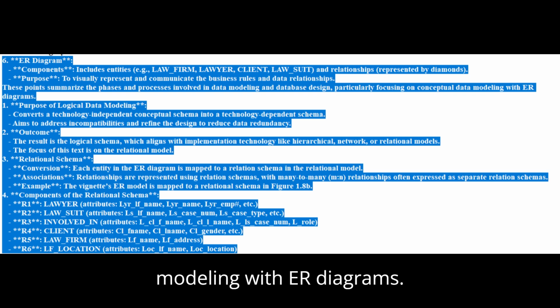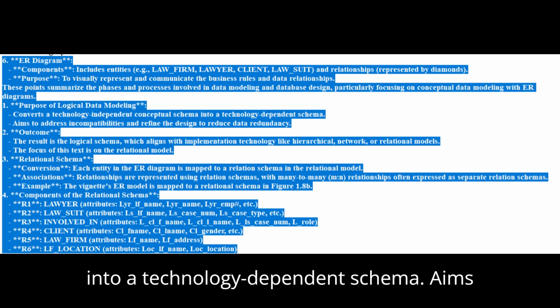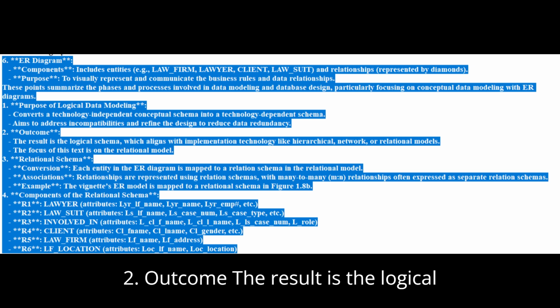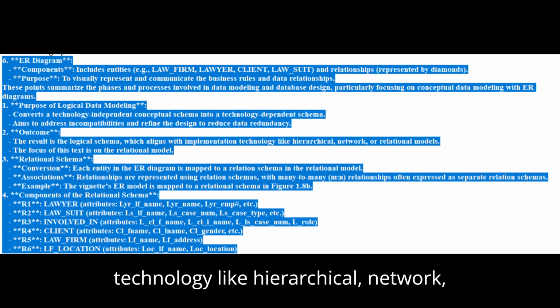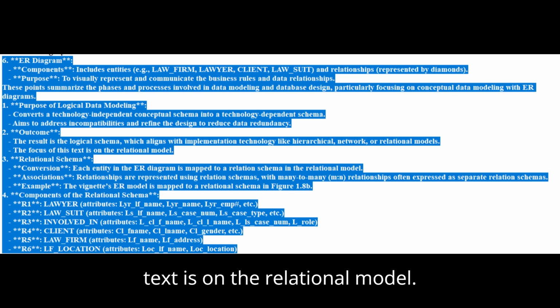1. Purpose of logical data modeling. Converts a technology-independent conceptual schema into a technology-dependent schema. Aims to address incompatibilities and refine the design to reduce data redundancy. 2. Outcome. The result is the logical schema, which aligns with implementation technology like hierarchical, network, or relational models. The focus of this text is on the relational model.